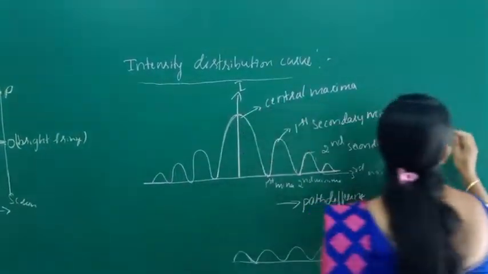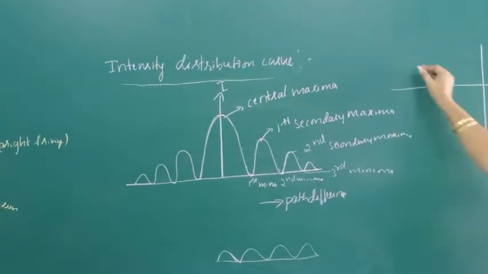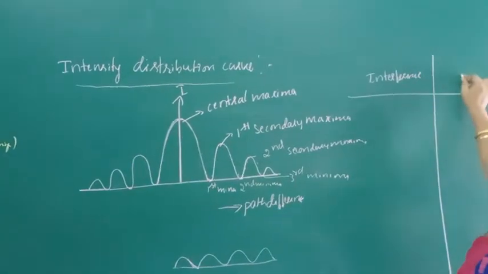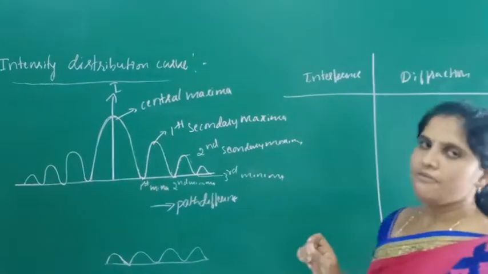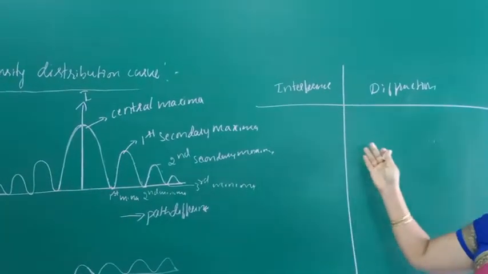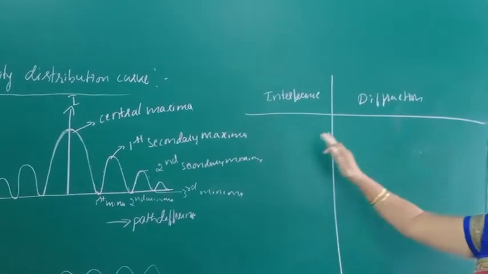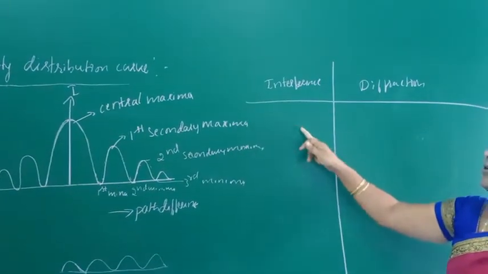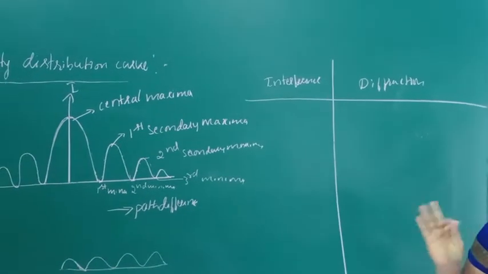Based on this, we write the difference between interference and diffraction. Interference and diffraction are similar phenomena, so it is very difficult to distinguish between them. Both are obtained by the superposition of waves. But interference is obtained due to two coherent sources, but diffraction is obtained by a single source.